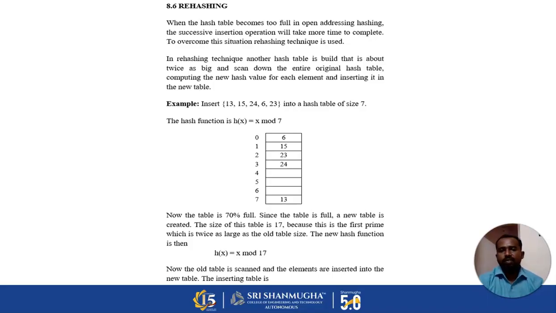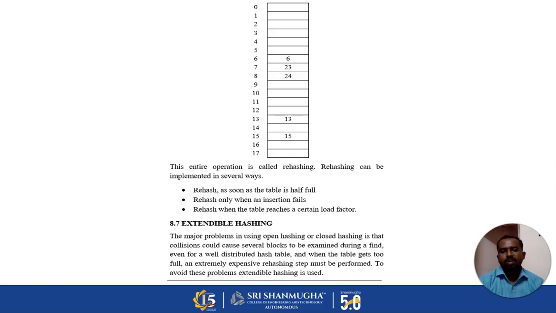Example: insert 13, 15, 24, 6, 23 into a hash table of size 7. The hash function is h of x equals x mod 7. Now the table is 70% full. Since the table is full, a new table is created. The size of this table is 17, because this is the first prime which is twice as large as the old table size. The new hash function is then h of x equals x mod 17. Now the old table is scanned and the elements are inserted into the new table. The new table has slots 0 to 16, with some values given. This entire operation is called rehashing.